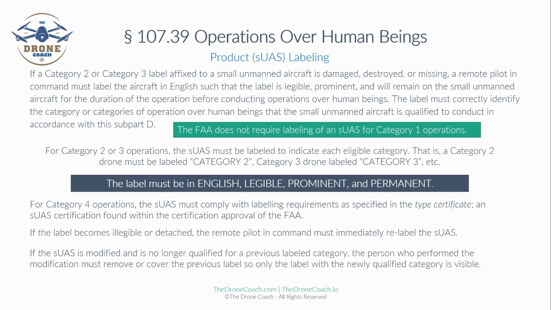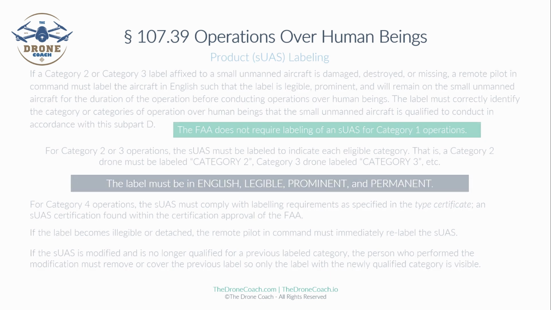If the SUAS is modified and is no longer qualified for a previous labeled category, the person who performed the modification must remove or cover the previous label, so only the label with the newly qualified category is visible.